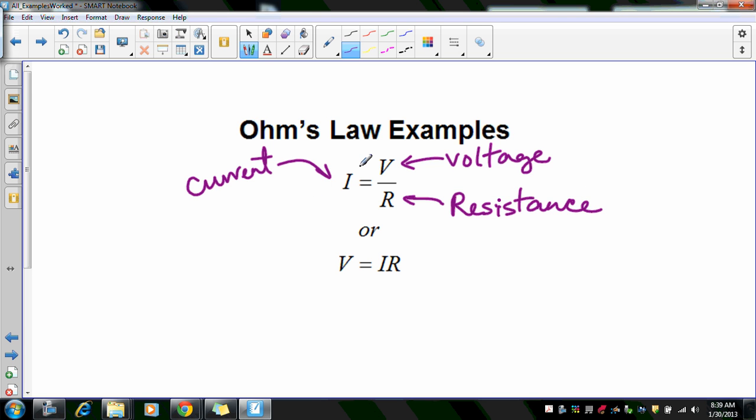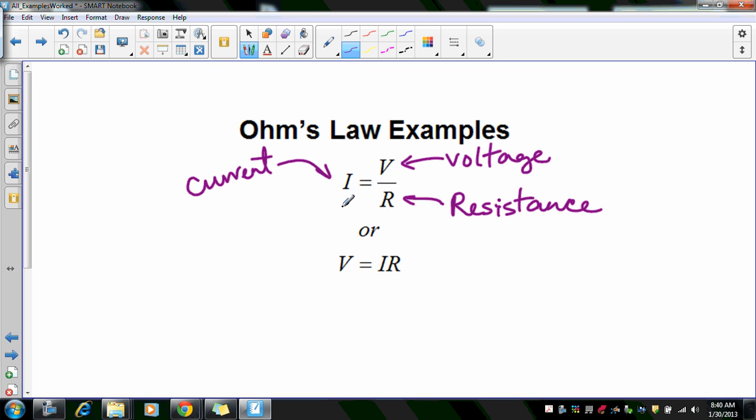So the relationships that we saw: as the voltage increases, so this part of the equation goes up, that means current will also go up. But as resistance goes up, this part of the equation increases, so the overall current will decrease. So I and V have a direct relationship. R and I have an inverse relationship.